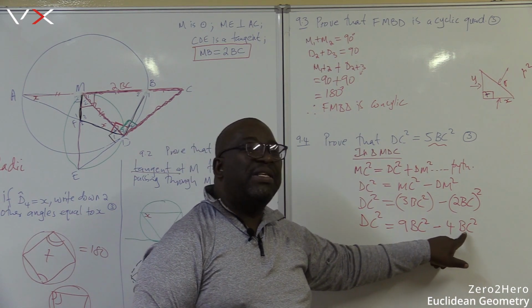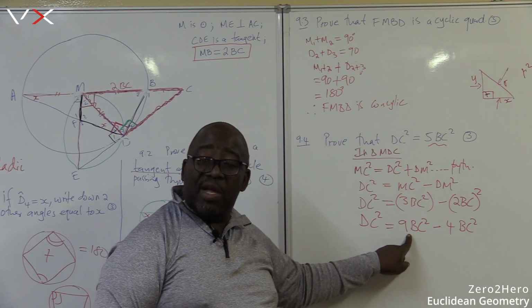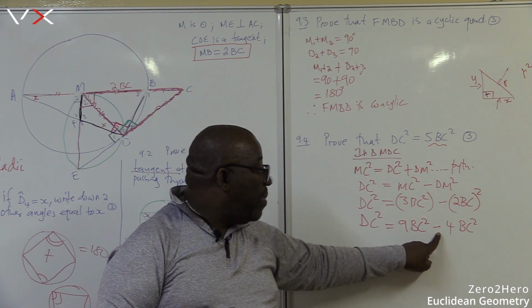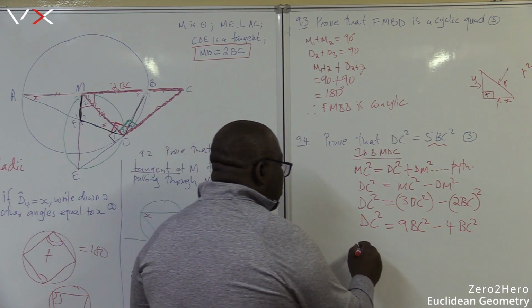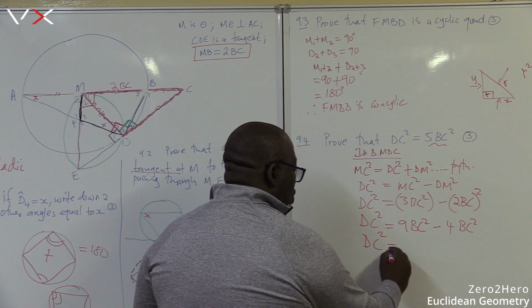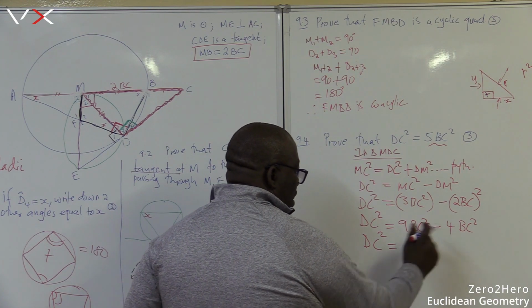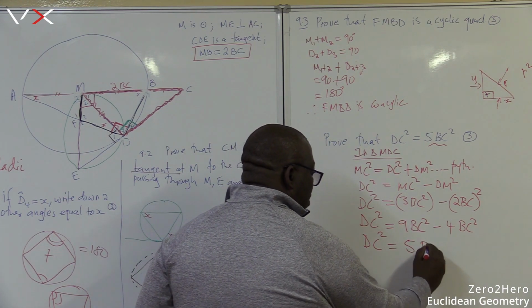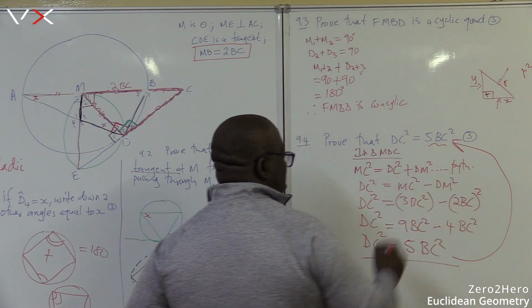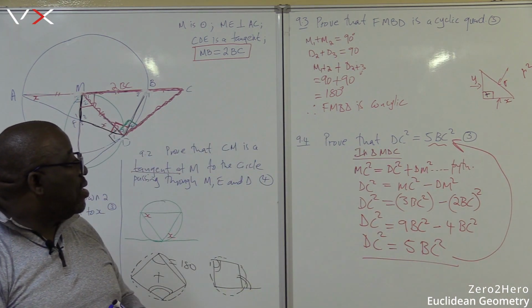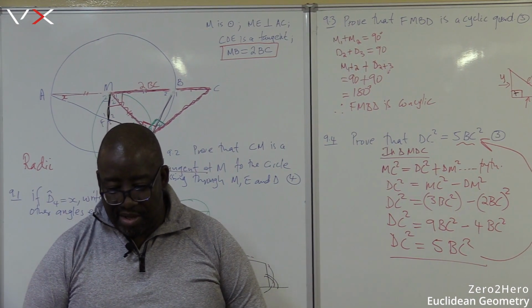Minus 4 BC squared. How many BC squareds do we have this side? We've got 9. How many are we subtracting? We're subtracting 4. How many are we going to be left with? So this squared will be equal to, what is 9 minus 4? It is 5 of the same thing, of BC squared. It is exactly what we wanted to get. So it is true that this squared is equal to 5 BC squared. Thank you.